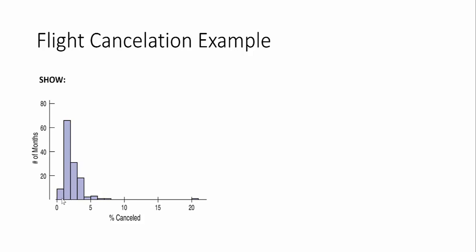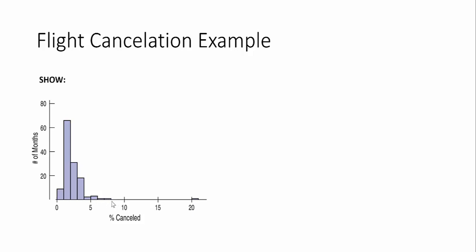So it looks like this is 0 to 1%. 1 to 2%, very, very tall. I'd say that's definitely a mode. This is a unimodal distribution. And we also have this outlier over here at 21 or 20%. Something weird must have happened in that month. I'm guessing that's only 1 month, right? Look at this, very, very few months were above 5%.